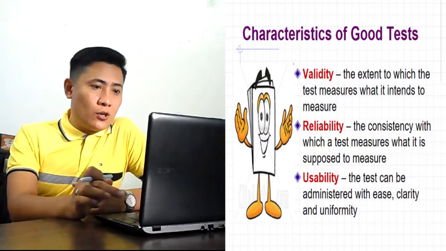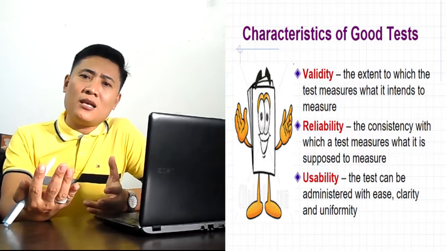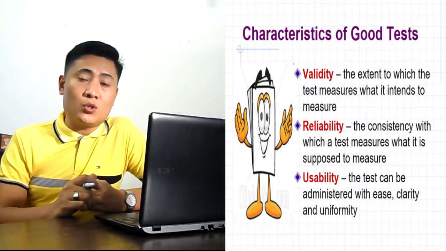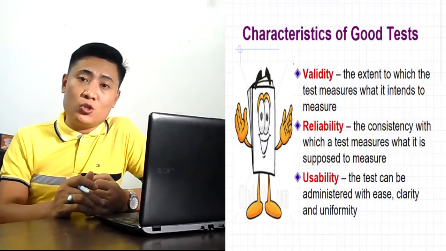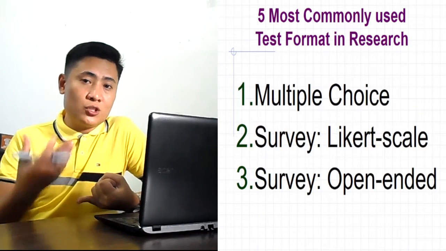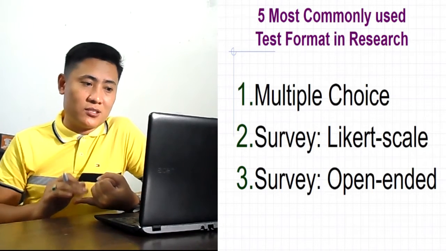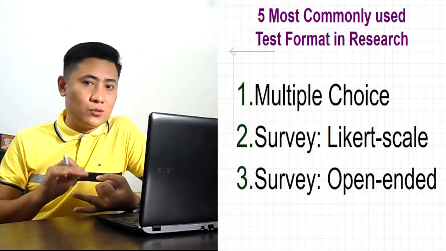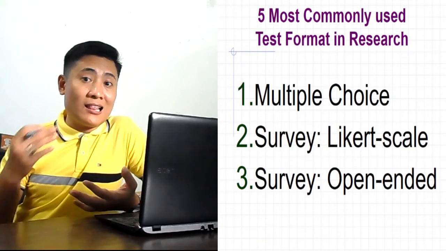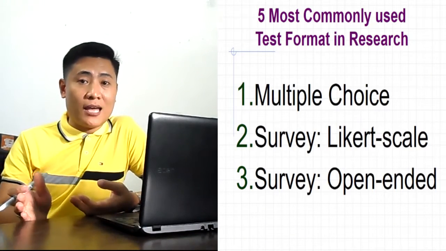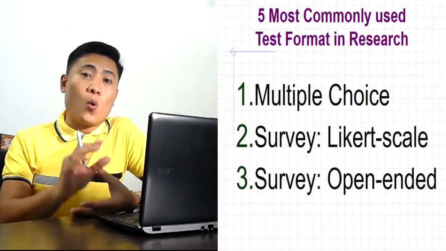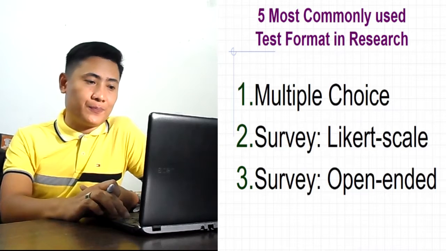Alright, so for this time, I'll just be talking about the three most commonly used tools or tests in doing action research. The first one is the multiple choice, especially if you are doing an experimental type of research. And of course, the two other ones are the survey, the Likert scale type of test, and the open-ended, especially if you want to get the qualitative data.